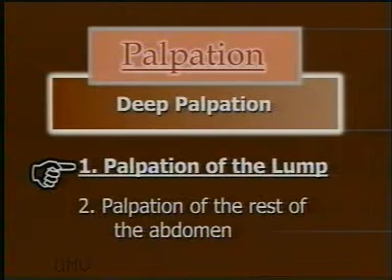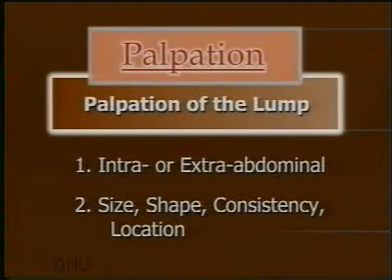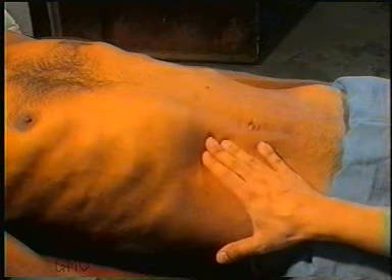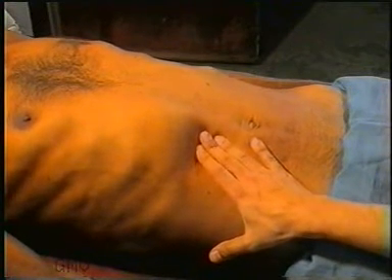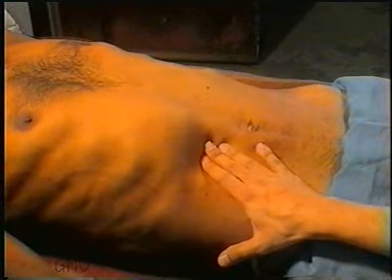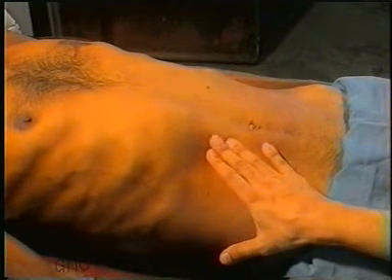Palpation of the lump. Before proceeding to the detailed palpation of the lump, first you must determine whether the lump is intra-abdominal or extra-abdominal. For this, first feel the swelling, keep your hand at the lower border of the swelling and ask the patient to take deep breaths. If the swelling moves with respiration, it is definitely intra-abdominal. If it does not move, it may be either parietal or intra-abdominal.